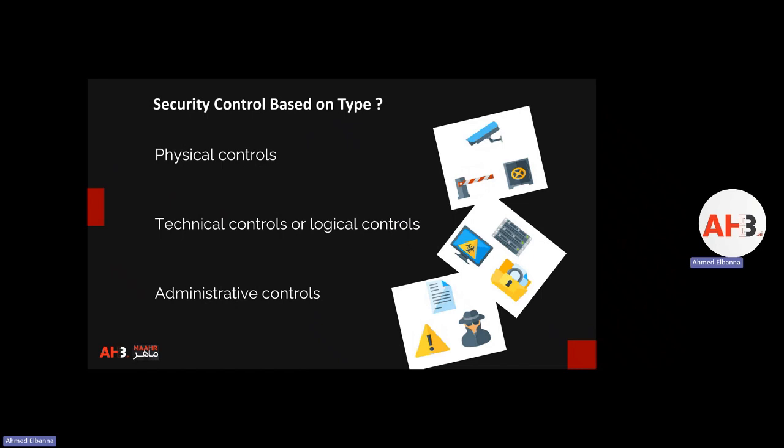Last one we have, which is administrative controls. Administrative controls are the policies and procedures defined by any organization. And it can also be security awareness training to minimize the risk of social engineering.